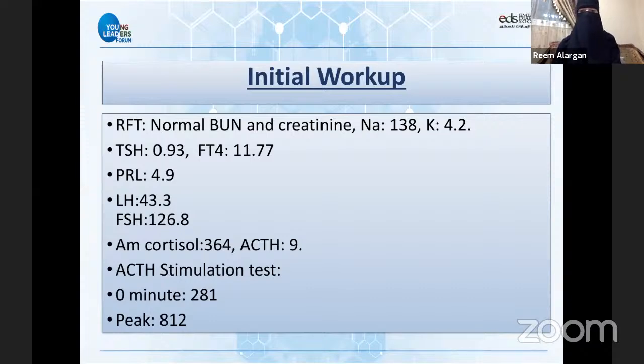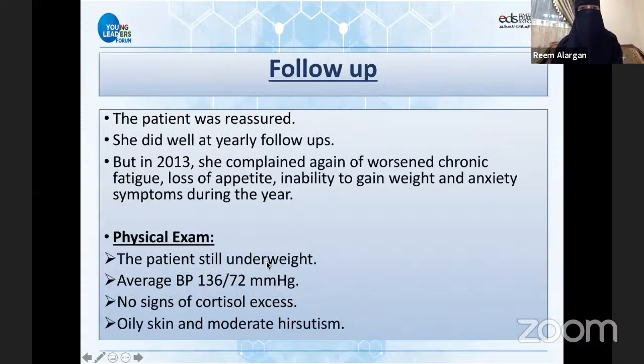Her renal function was normal, including BUN and creatinine, and sodium and potassium were both within normal. Her thyroid function was normal, prolactin was normal as well. Her gonadotropins, LH and FSH, were consistent with postmenopausal changes. Her AM cortisol at that time was 364 with ACTH of 9. Upper limit is 10. And she had ACTH stimulation just to rule out adrenal insufficiency postoperatively, and she had normal response. Zero minute was 281 and the peak was 812. So she was reassured at that time. She did well at yearly follow-ups.